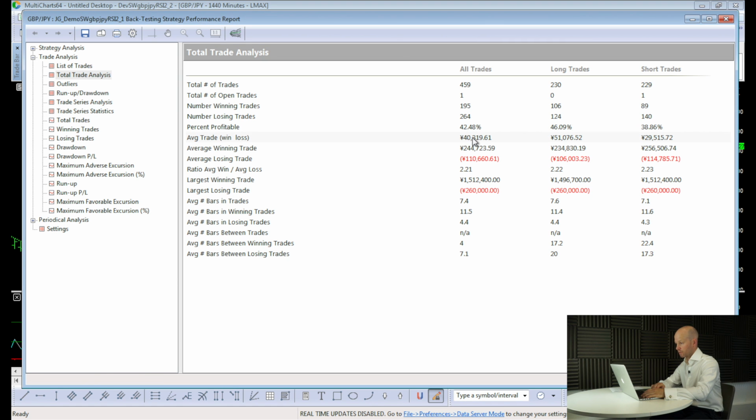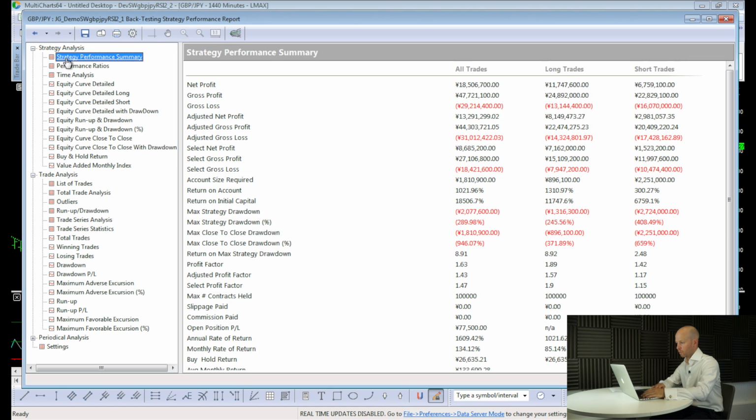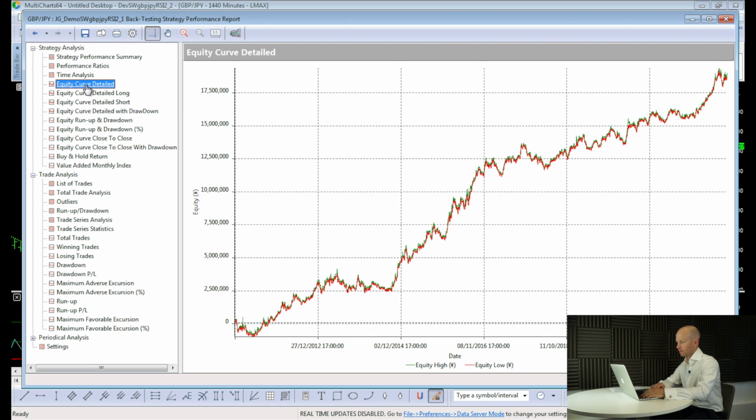Our average trade value has increased slightly. The win rate is about the same. We know that we're making a little bit more money, 18.5 million yen. And the equity curve is fairly much unchanged, still very nice.